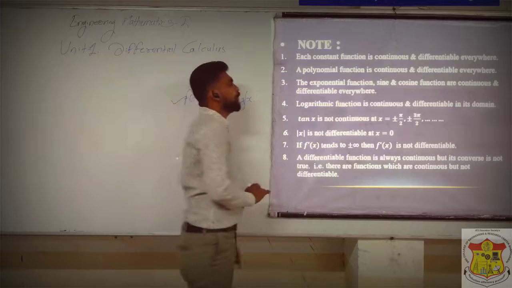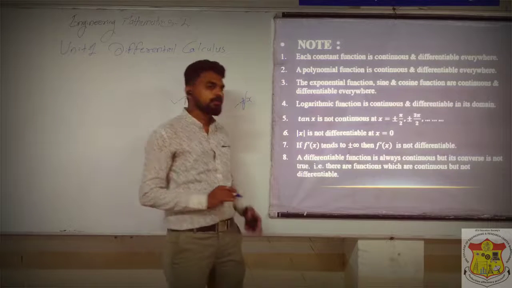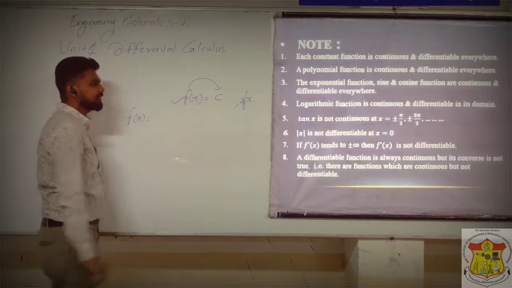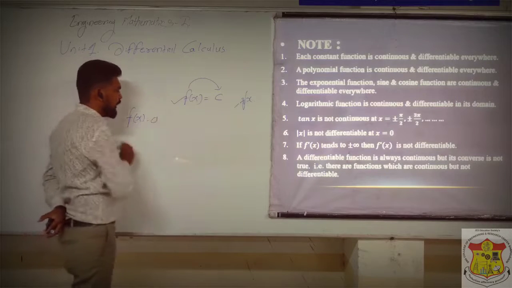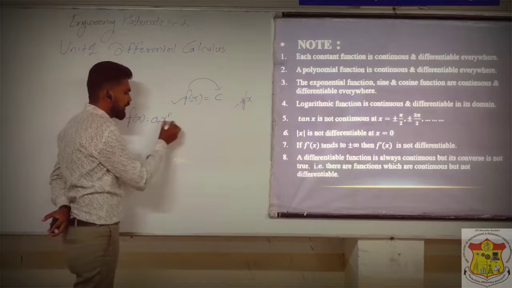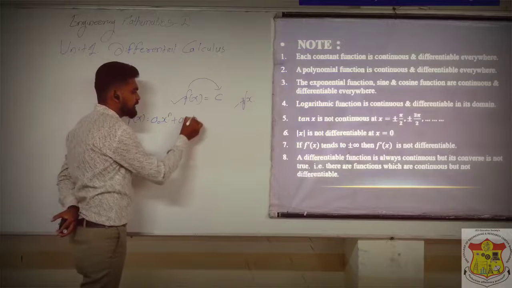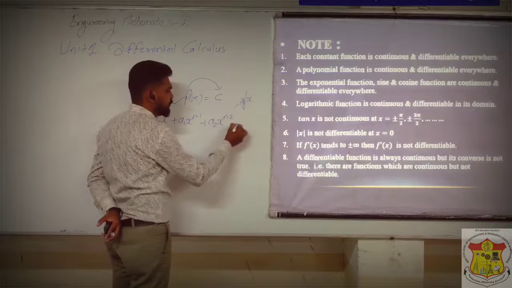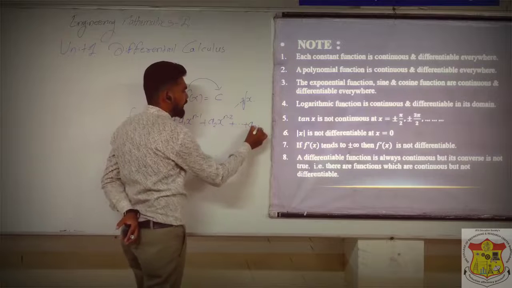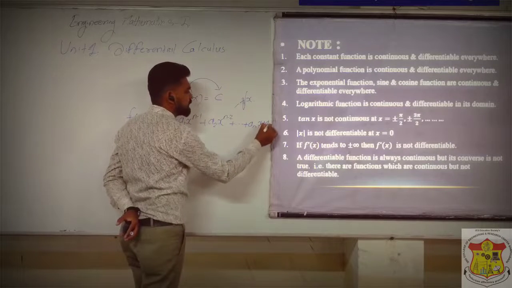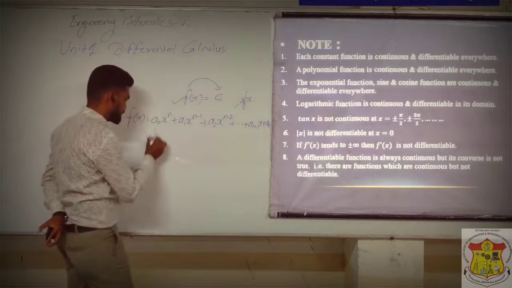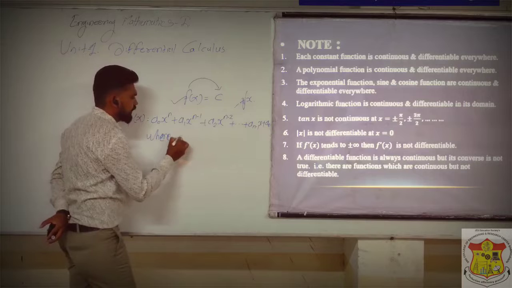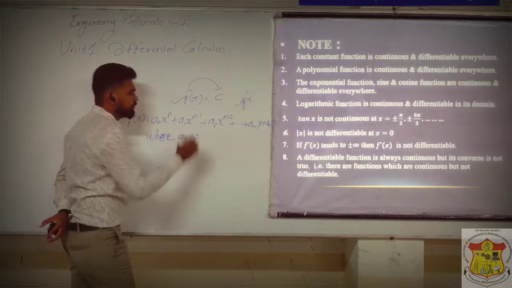Next one, a polynomial function. That is, a function f of x equal to a0 x raised to n plus a1 x raised to n minus 1 plus a2 x raised to n minus 2 plus, and so on, up to a n minus 1 into x plus a n, where a0 is not equal to 0.